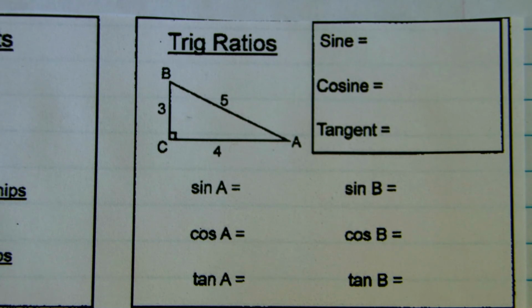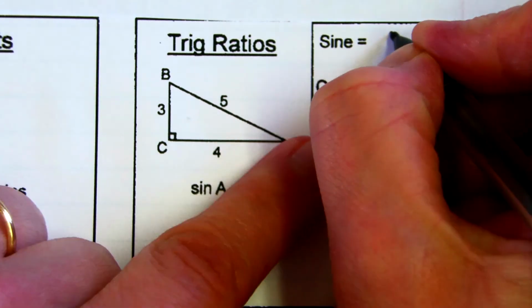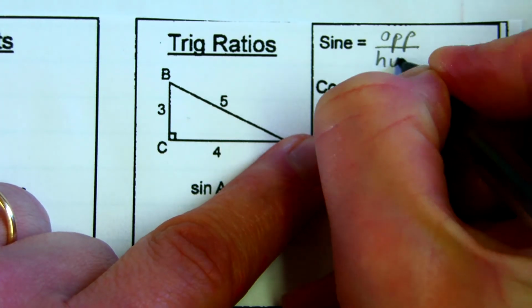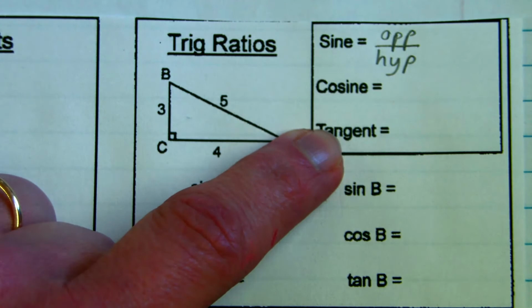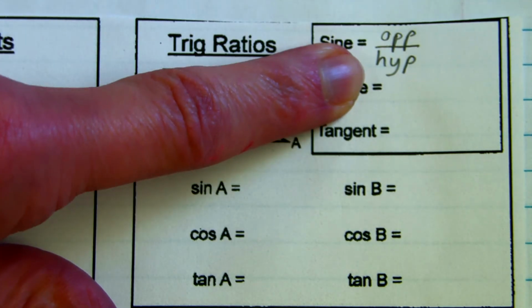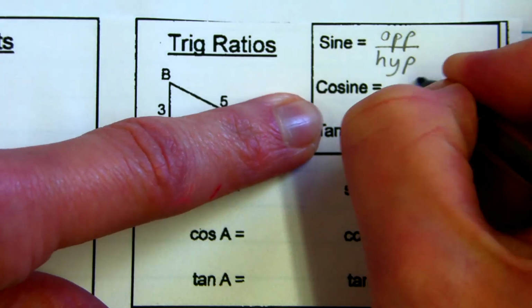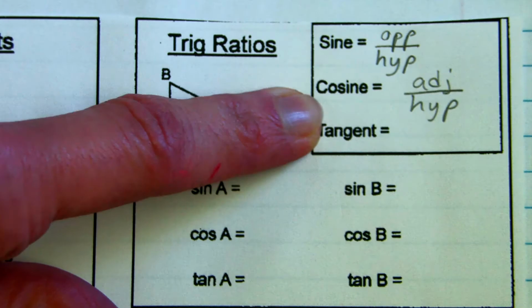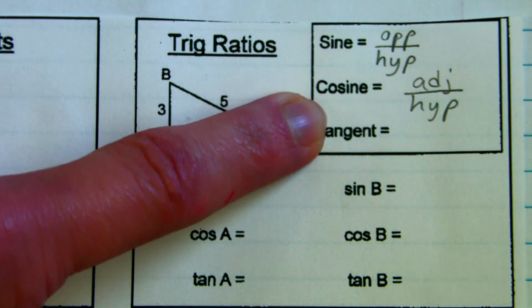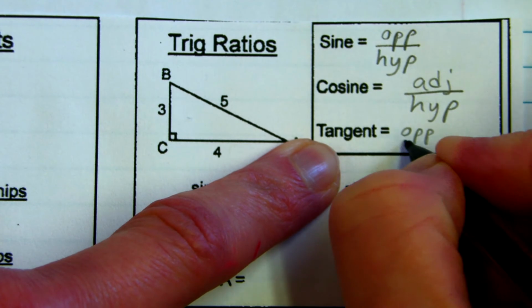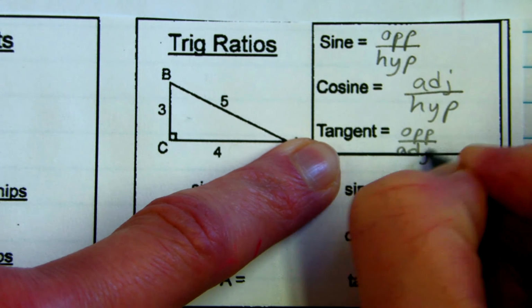That bothers me. All right, so sine is the ratio of the side opposite your angle to the side that is your hypotenuse. So sine is opposite side over hypotenuse. Cosine is the adjacent side over the hypotenuse, and I am abbreviating just a little bit. And then tangent is the ratio of the side opposite over the side adjacent.